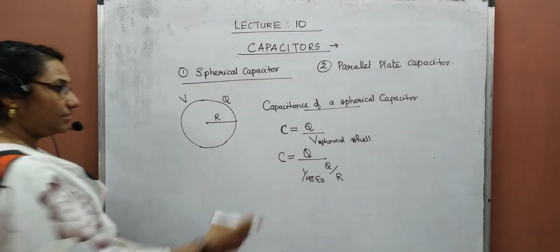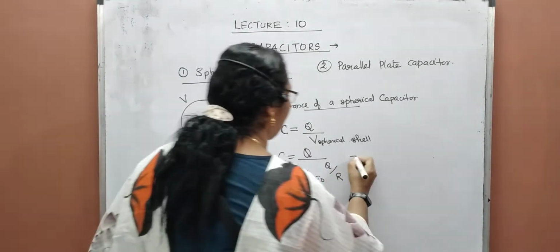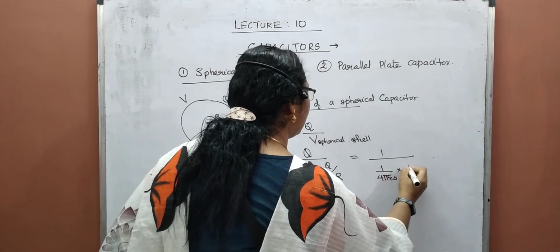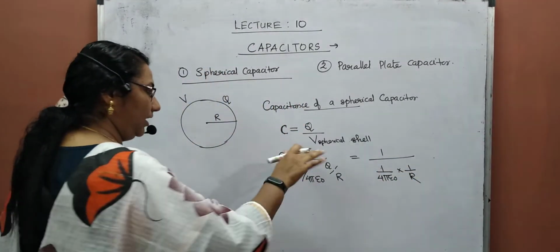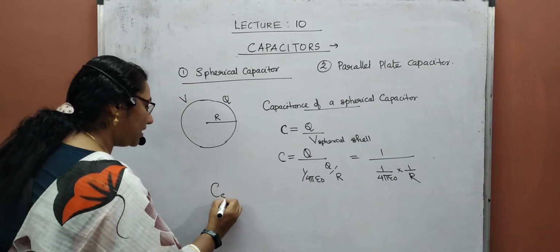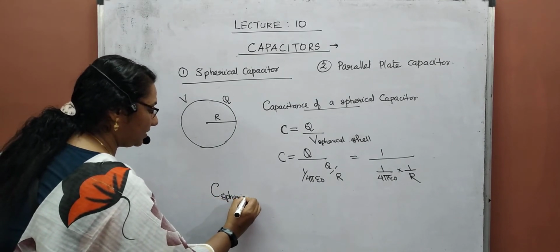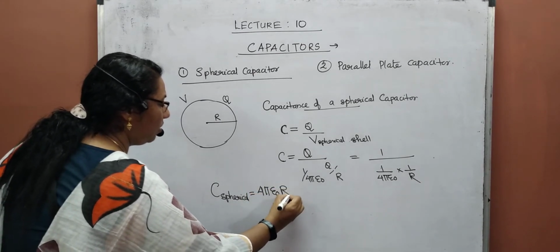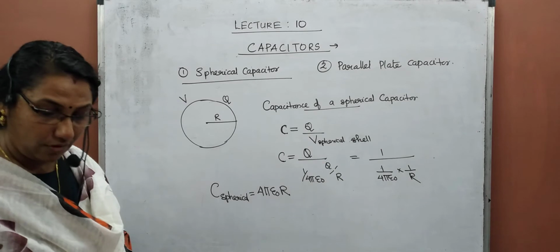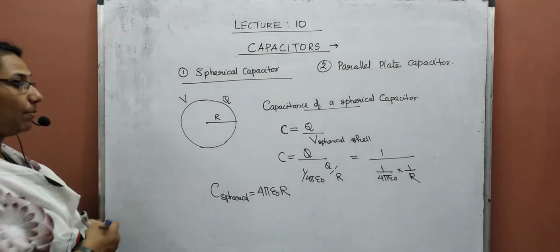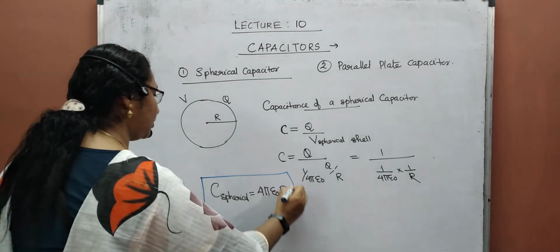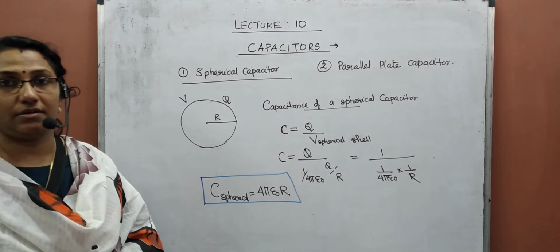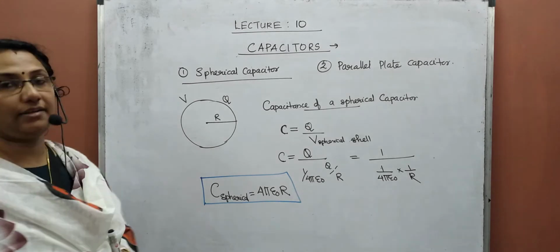Cancelling Q, we will get 1 by (1 by 4 pi epsilon 0 into 1 by R). Taking the reciprocal, the capacitance of the spherical capacitor becomes 4 pi epsilon 0 R. So what is the equation for the capacitance of a spherical capacitor? It is 4 pi epsilon 0 R. Very important. Pause it and take the notes.